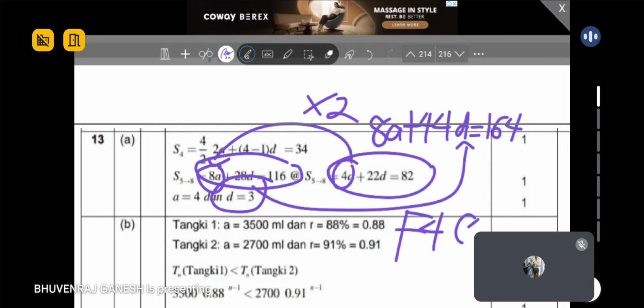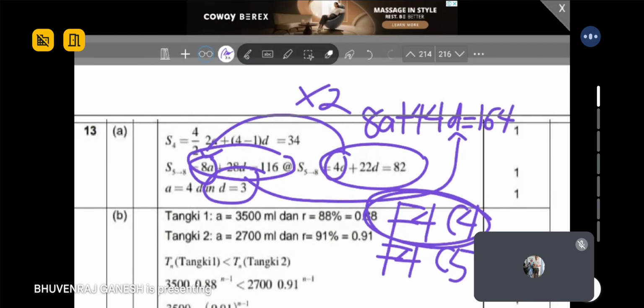Guys, can you see now why your Form 4 Chapter 4 and actually Form 4 Chapter 5 is related? Boleh nampak tak? Macam mana konsep dia bersambung? Konsep asal adalah janjang, progression. But to solve the equation, nak selesaikan persamaan, kamu sebenarnya kena tahu bab sebelum ni, just now. So that's why this chapter knowledge very important, sangat penting. Especially when you have inequality, ketaksamaan.